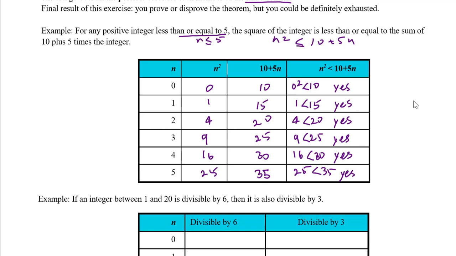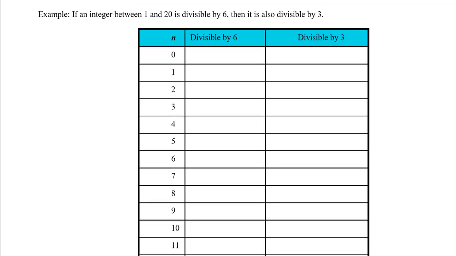So this is the exhaustive proof. We tried all cases less than or equal to 5 and we found it works. So we could say this conjecture is true. We're done. Let's see another example here.